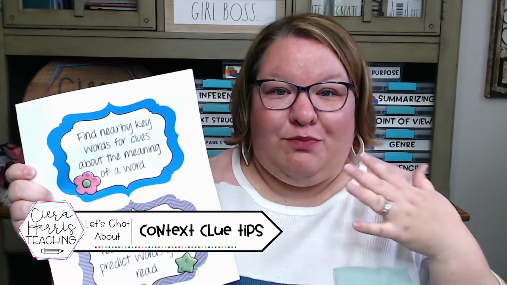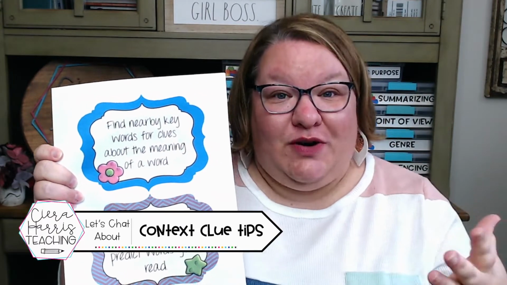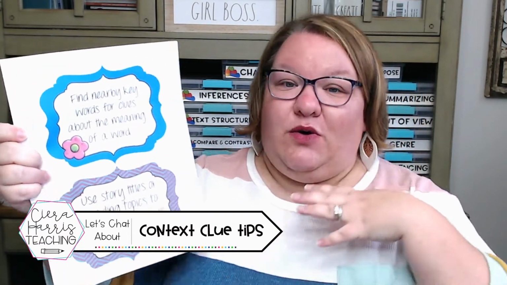They're colorful, but you can print them in black and white too. But they have different tips and such for students to use when using context clues. So use story titles, look at headings, find nearby keywords for clues. So that kind of goes along with the 5 different types of context clues.